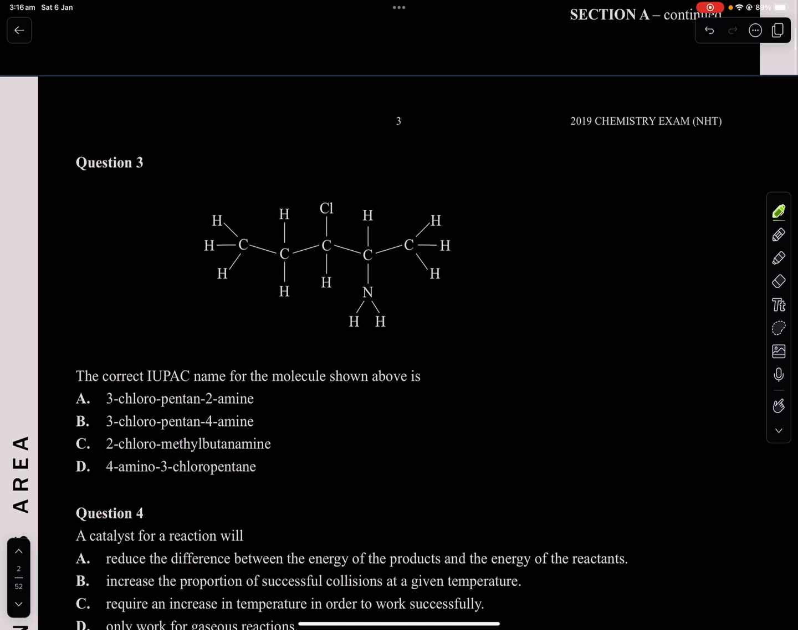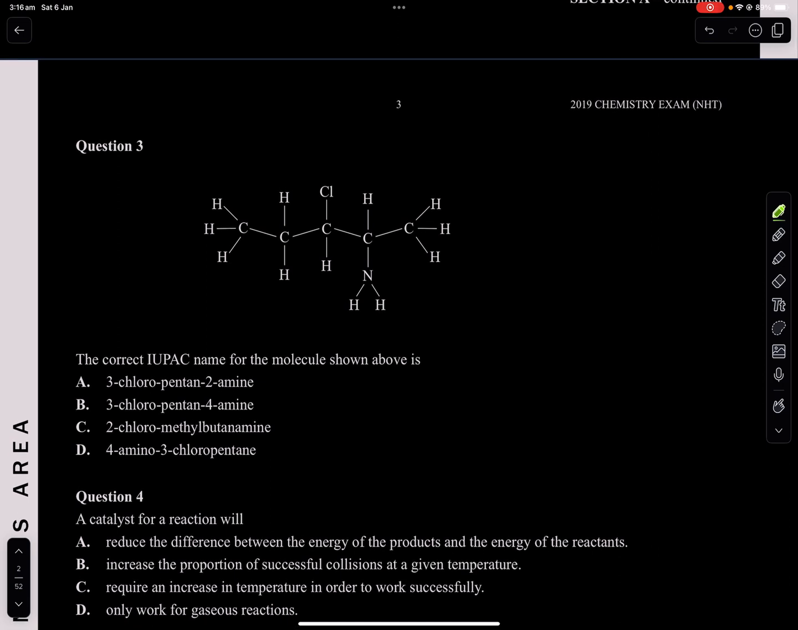Beautiful. Question 3. The correct IUPAC name for this molecule shown is what? So let's have a look at this. We have a chlorine and an amine group. Okay, first, what's the longest carbon chain? Well, it's this chain right over here, as you can see.